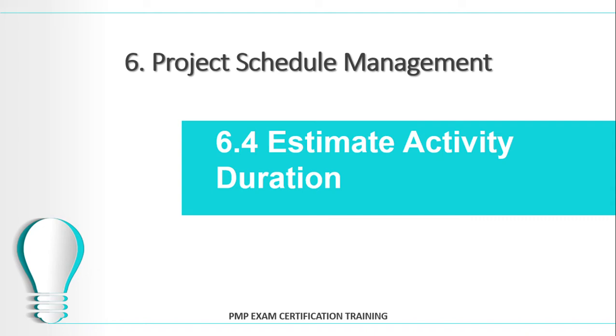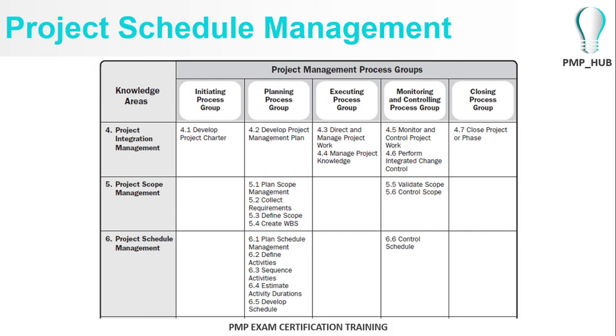Welcome to Estimate Activity Duration process under Project Schedule Management. Under this process, we try to estimate the activity duration that is required for the project. As you know, we have already created the WBS under Scope Management, and we define the activities based on the work packages. We sequence the activities, and now we are in the process of estimating the activity durations that is required for the project.